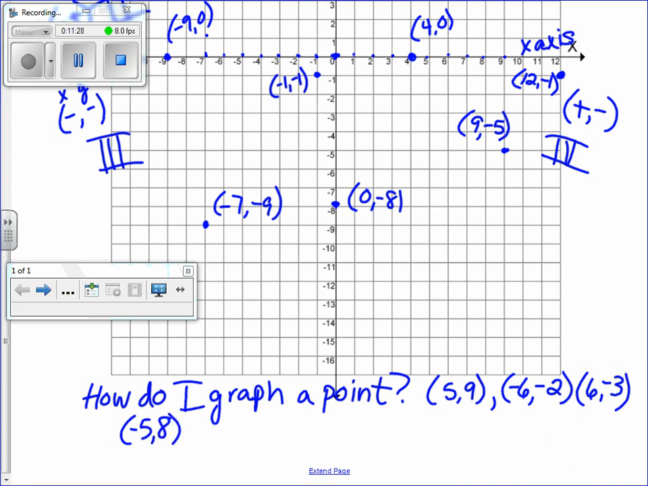Okay, go ahead and explain, how do I graph these points? You can plot them up there if you want to, but explain in words, using words, write to explain, how do I graph a point? Thank you.